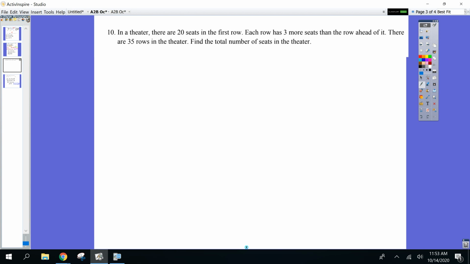Read the question here. Find the total number of seats, right? Total number of seats. So what am I going to set up here? Sigma. Got to set up a sigma. N equals 1 on the bottom. What about on top? How many terms am I going to end up adding here? How many rows? 35, right? And then all you guys have to do off to the side is write your equation for the nth term.